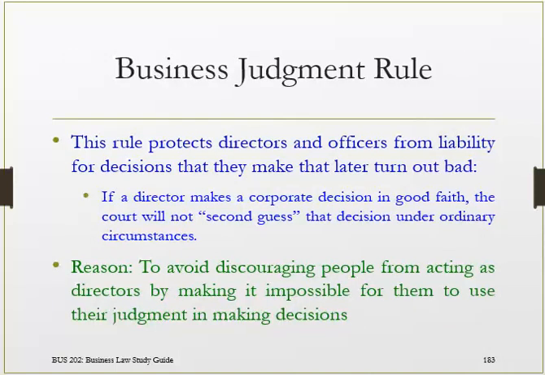The business judgment rule, which protects both directors and officers, says that if the company makes a good faith decision that was based on due care, that was based on reasonable research, that was based on reasonable behavior on the part of the decision maker, and it turns out to go bad, just turns out to be a bad decision, that does not mean that there will be liability. It says if the director or corporate officer makes a corporate decision in good faith, the court won't second guess that decision.